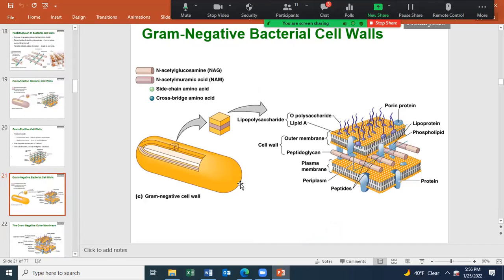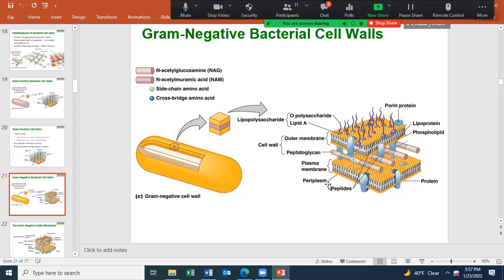Now, the gram-negative cell wall is a little different. And when we look at it this way, we have a lipid layer, which is the cell membrane, internal to the cell wall. And then we have a peptidoglycan layer that's part of the cell wall. And then we have a lipid bilayer on the outside of the cell wall. This is called the outer membrane of the cell wall.